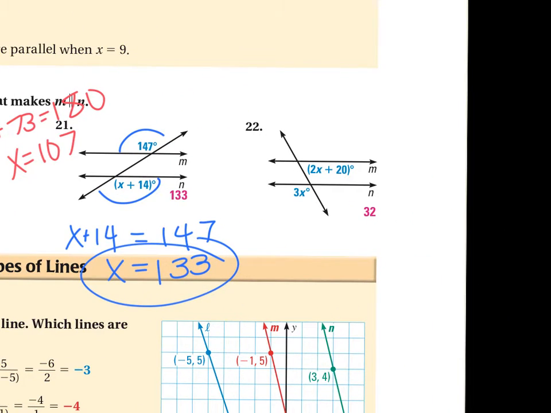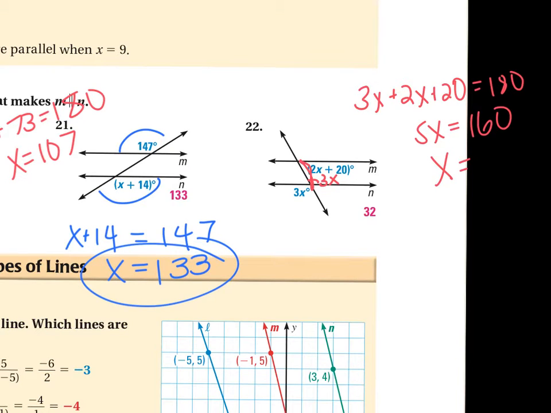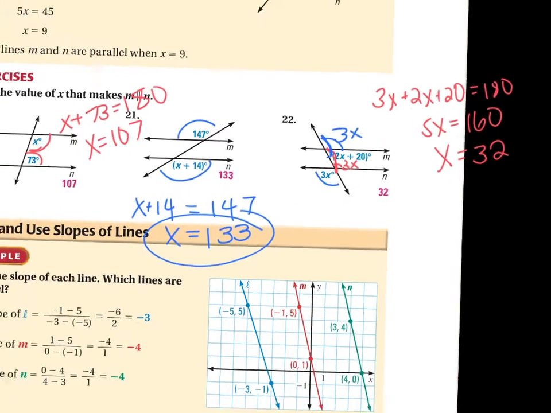And 22, these don't have a special relationship, but there's two ways to look at it. Either this would be 3x, and then these two angles would be supplementary, so 3x plus 2x plus 20 would equal 180, 5x would equal 160, x would equal 32, or for this to be 3x, and then these would be a linear pair. No matter how you look at that, the sum of them would still equal 180.